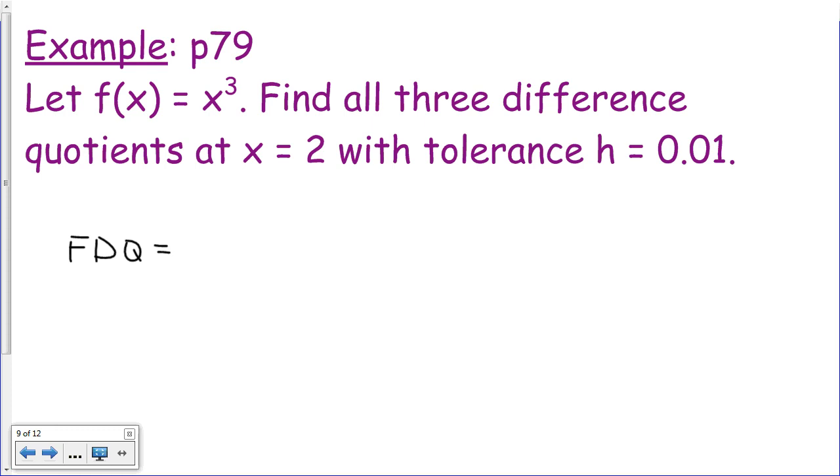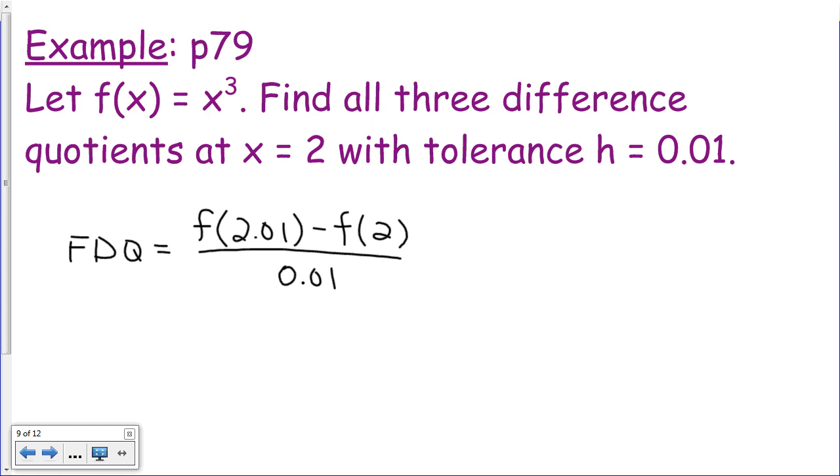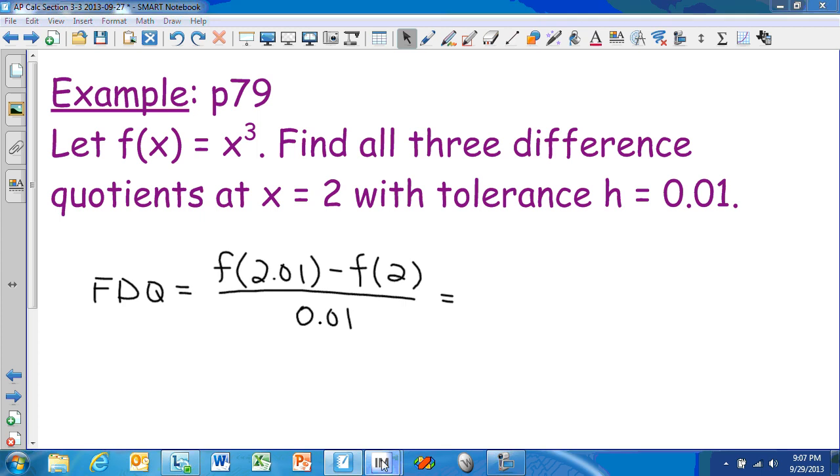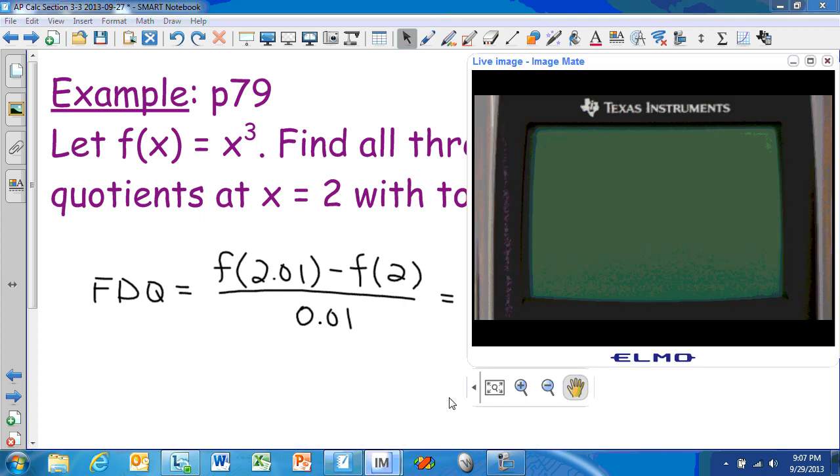The calculation is basically going to be the same as the formulas we wrote down. I'm just going to replace the values in this formula with the values that were given. Since x is 2 and h is 0.01, that means it's f of x plus h, that's 2.01, minus f of x, which is 2, all divided by h, 0.01. And we're just going to run that through the calculator. If you recall, back in chapter 1, we did this over and over again, many times.